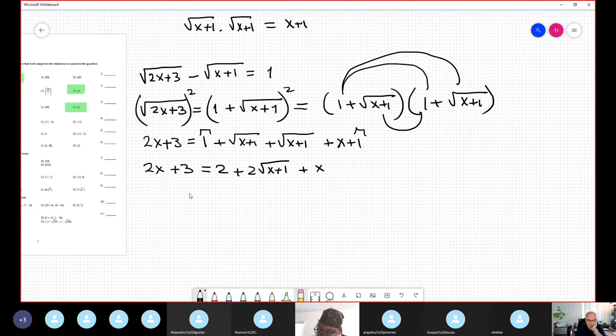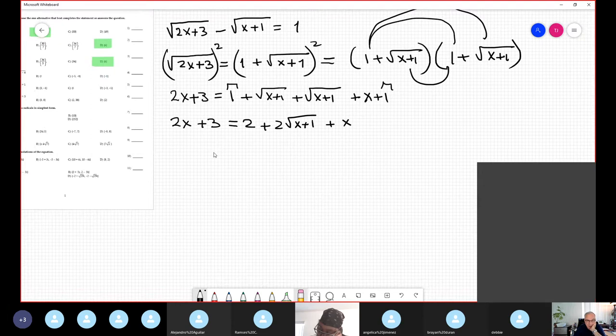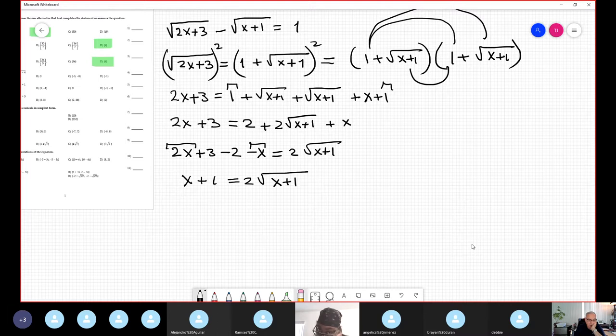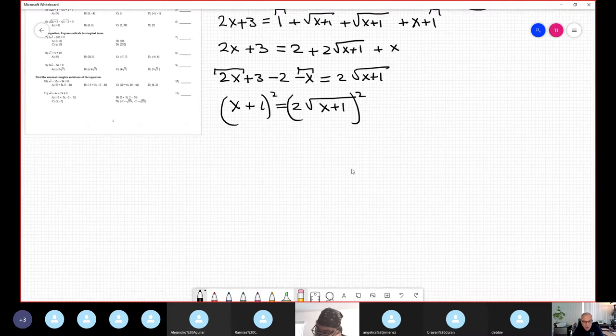Well, exactly the same idea as in the previous example. I isolate the second radical. The second radical is 2x plus 3. I just bring down minus 2 minus x is equal to 2 times radical x plus 1. One more time, listen, this is like 2 positive minus 1 is 1x, plus 3 minus 2 is 1, equal to radical x plus 1. Now this is the moment to square again, because I want to eliminate the second radical. So it's foil again.